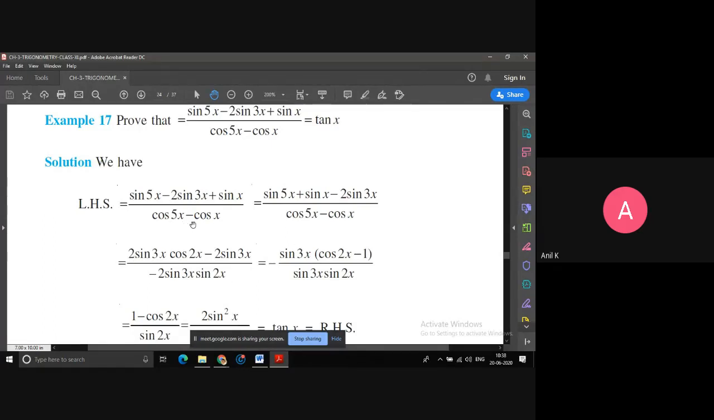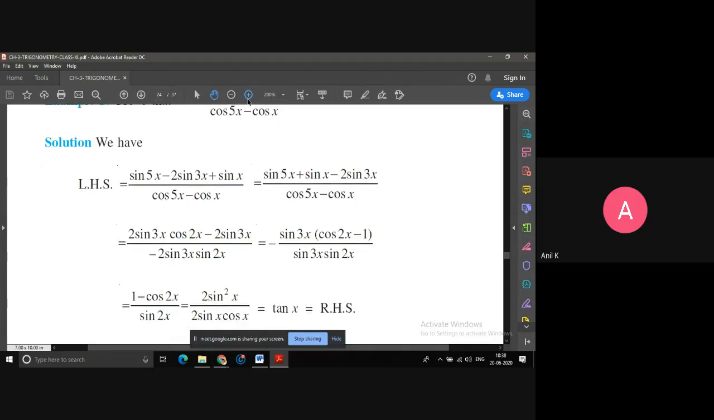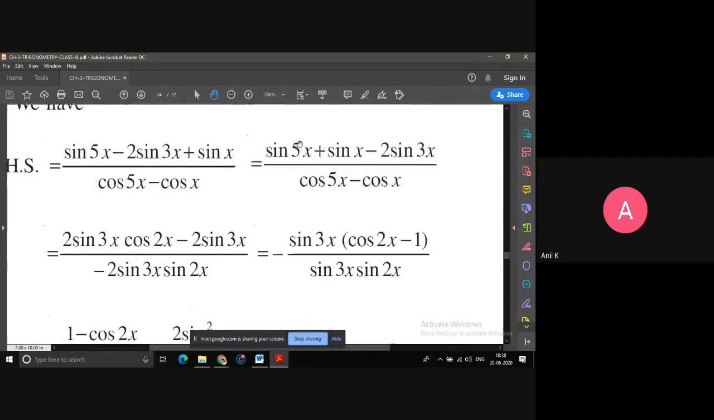And the denominator is the cos a minus cos b formula. Let me show you this step clearly. After replacing sin 5x plus sin x, this is sin a plus sin b. The formula is 2 sin (a plus b) by 2. Let me put the cursor here, they have written 2 here. Now a plus b means 5x plus x, which is going to be 6x. 6x by 2 is 3x.